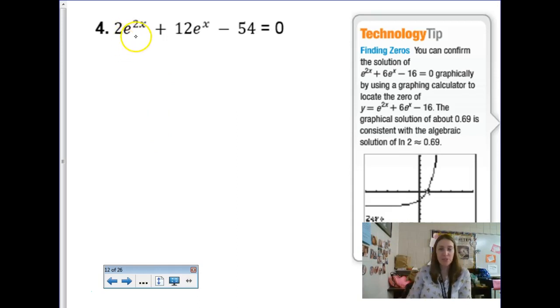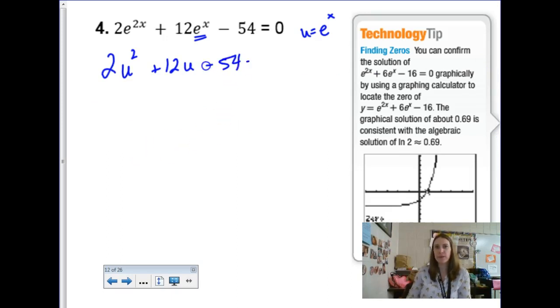This is one of those questions where we're going to do that u substitution business. Whenever you notice it looks like a quadratic and the middle term is e to the x power, that is what you're going to replace u with. So e to the x power is now going to become u, which means this is 2 times u squared plus 12u minus 54 equals 0.